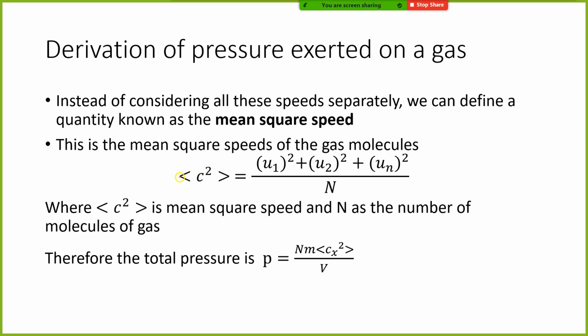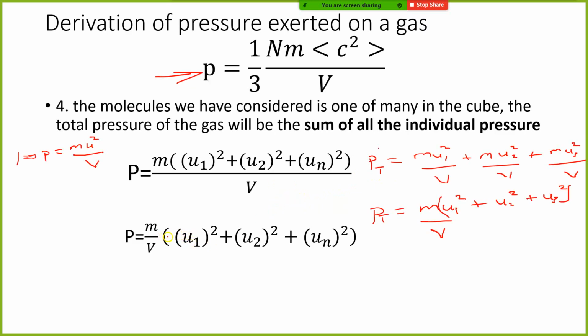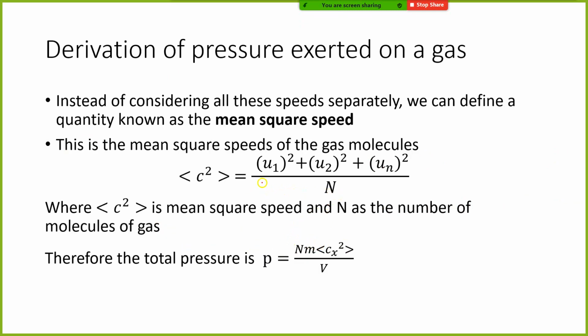So our mean square speed is equal to the sum of the individual speeds of the particles squared, divided by the number of molecules. If I go back to this equation, I can make a little modification, because I don't want all of these speeds here. I want the mean speed. So I'm making a substitution into the equation for C squared.